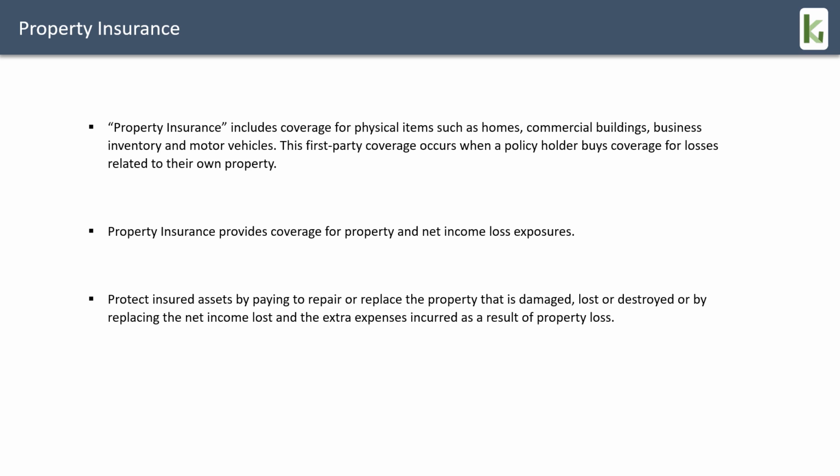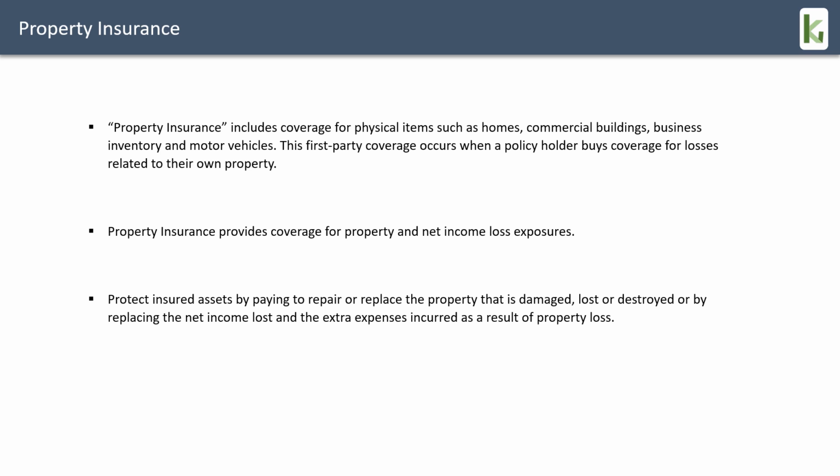So as an example, if you have your home insured and a tree fell down on your home due to which your roof is damaged, so through insurance coverage you can get your roof either replaced or repaired and insurance company will bear all the expenses as per the coverage that is provided on your insurance policy.